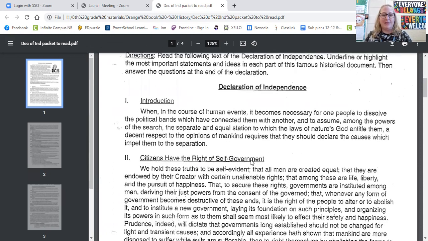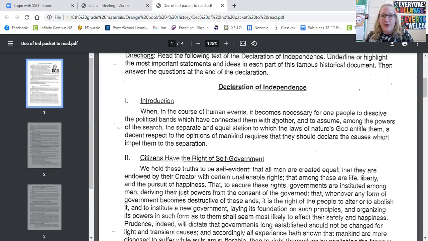Okay, let's go ahead and get started on the introduction. When, in the course of human events, it becomes necessary for one people to dissolve the political bands which have connected them with another, and to assume among the powers of the earth the separate and equal station to which the laws of nature's God entitle them, a decent respect to the opinions of mankind requires that they should declare the causes which impel them to separation.